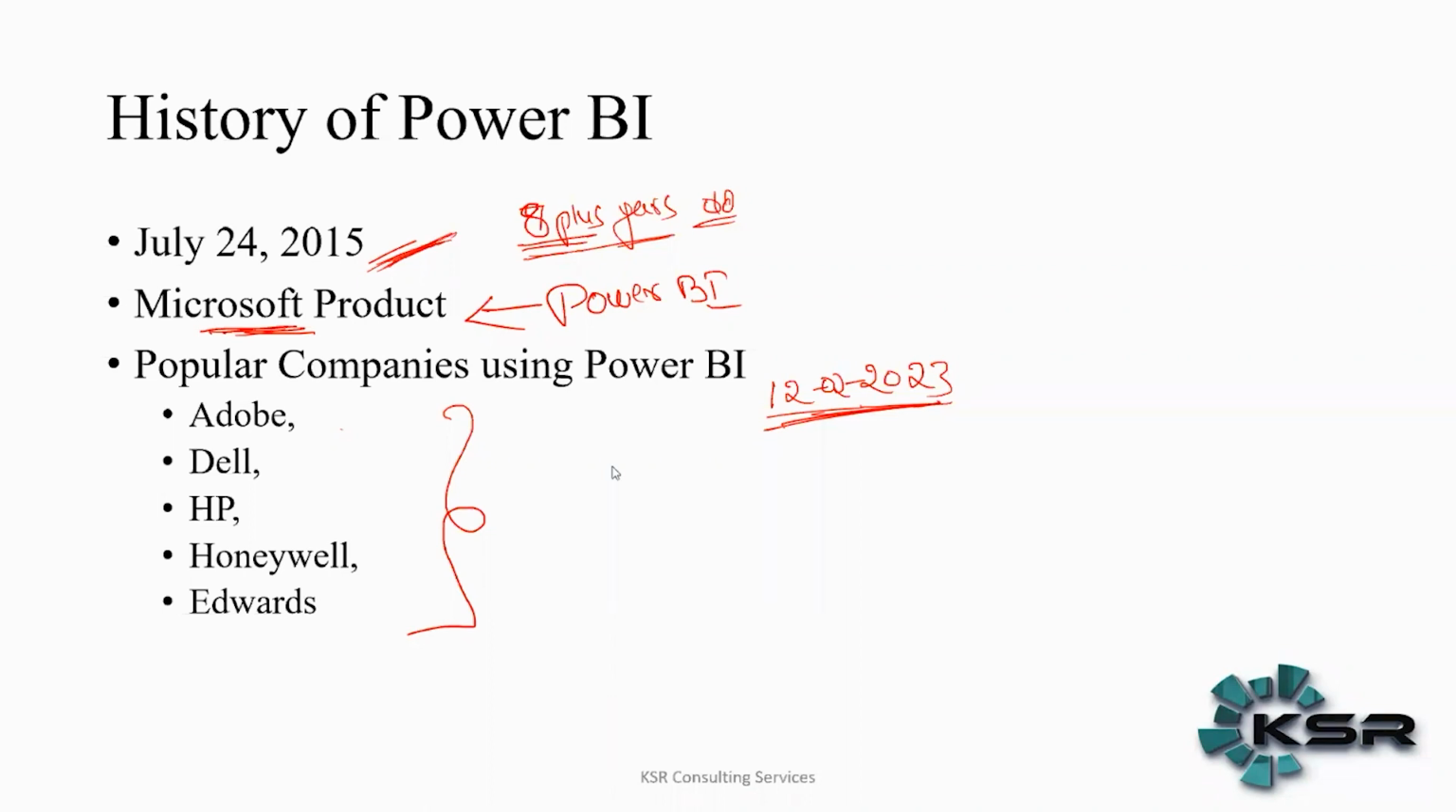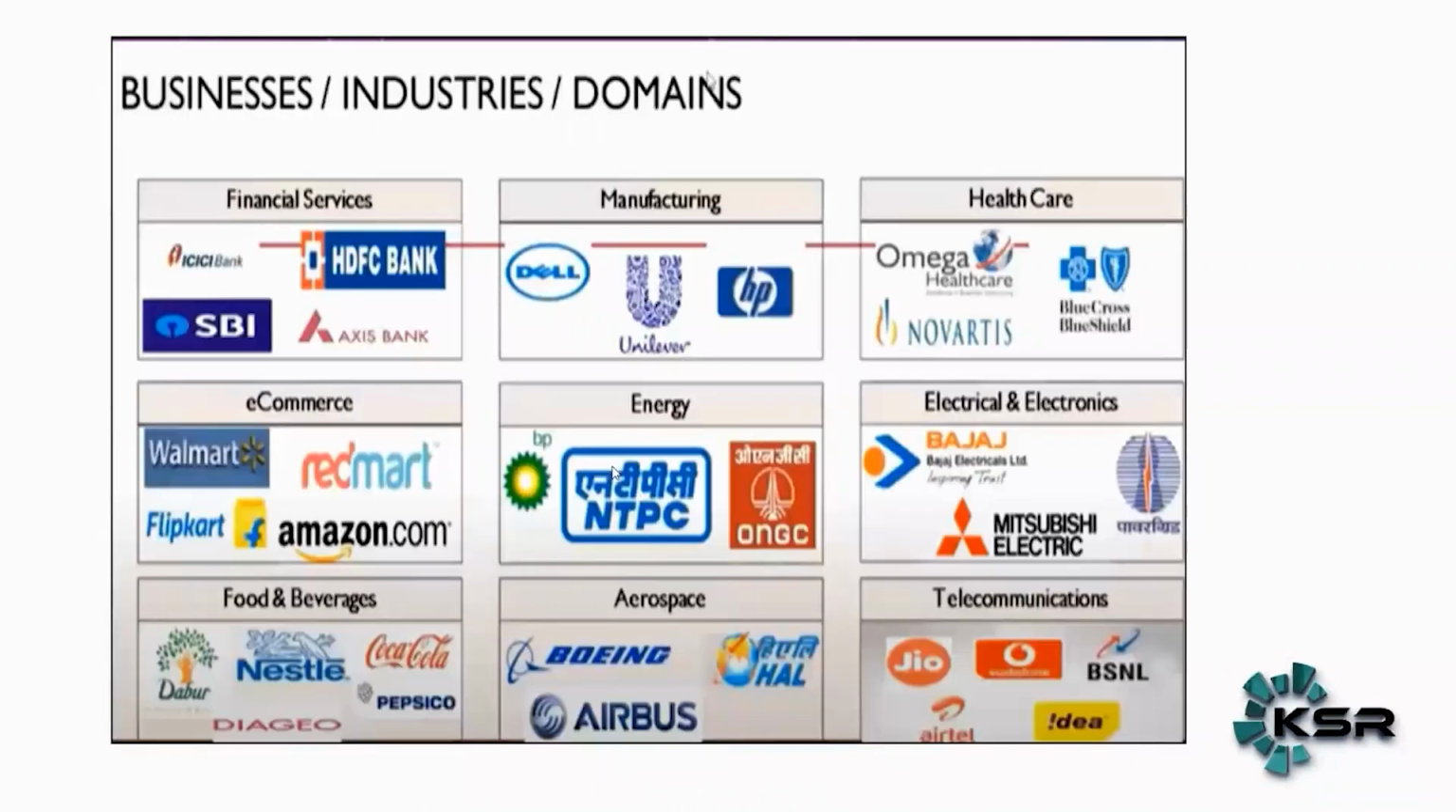When I say everywhere and anywhere, in general, we have multiple domains. It can be financial or banking or manufacturing, healthcare, e-commerce, energy, multiple domains. Any domain you take, they are using this tool now. So that is the importance of Power BI. That's why I'm talking about Power BI more, but not other tools, because they don't have that much popularity.